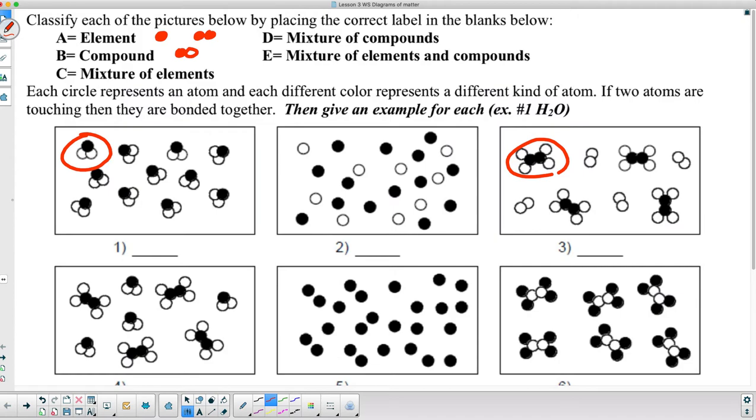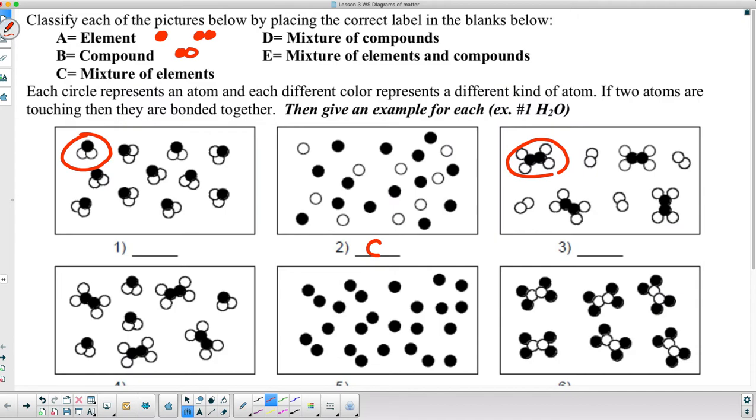So then we talk about mixtures of elements. If we take a look at number 2, notice that in box number 2 we have the darkened ones and we have the outlined ones. And because they both represent different elements, that's what the mixture is then. So a physical combination.